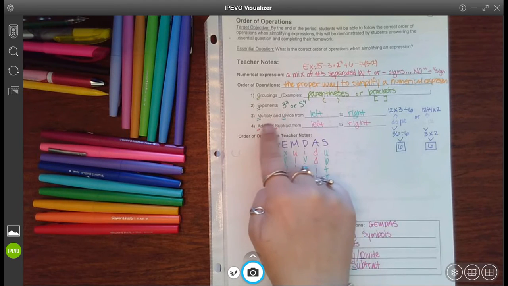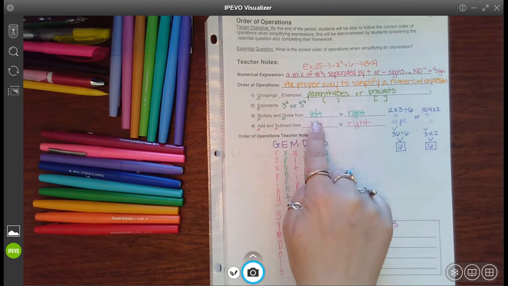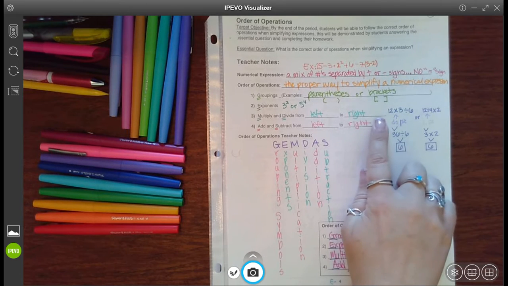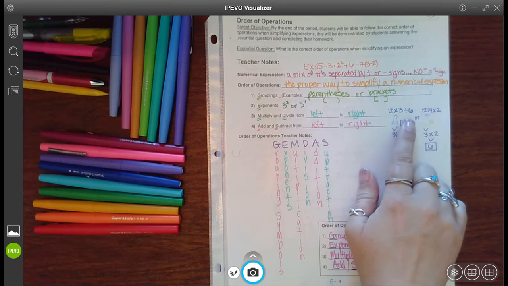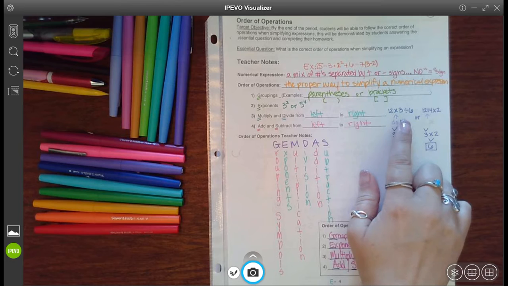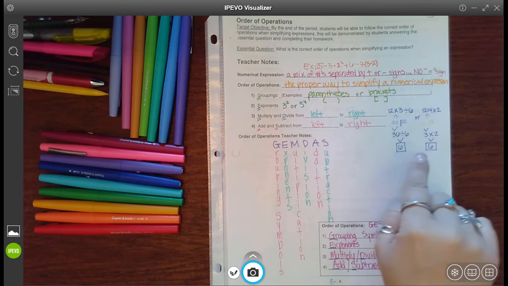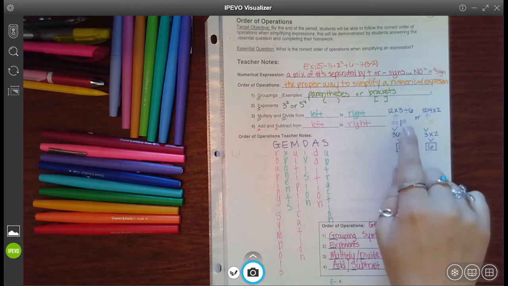But when deciding between multiplying or dividing, you go from left to right. Meaning like when you read a sentence, you go from left to right. So you do whichever one comes first. Same thing with addition and subtraction. So let's take a look at an example.